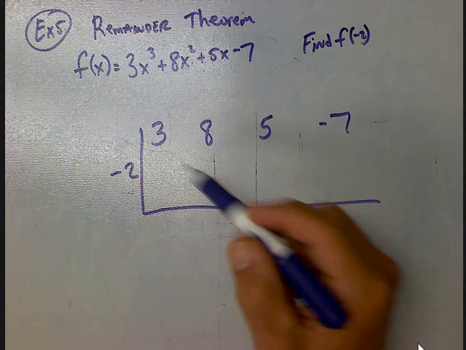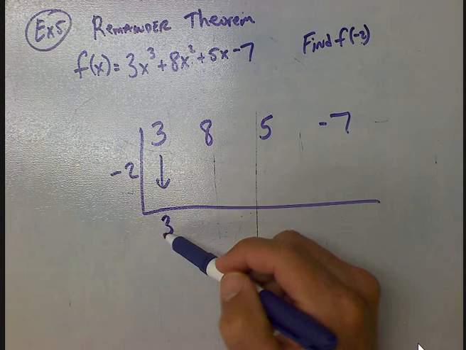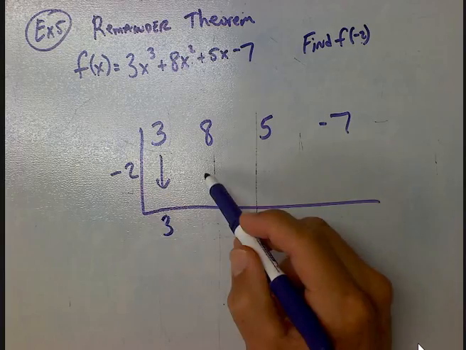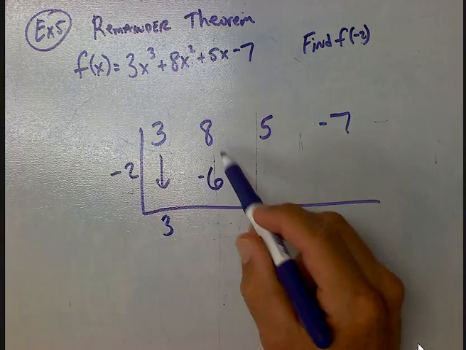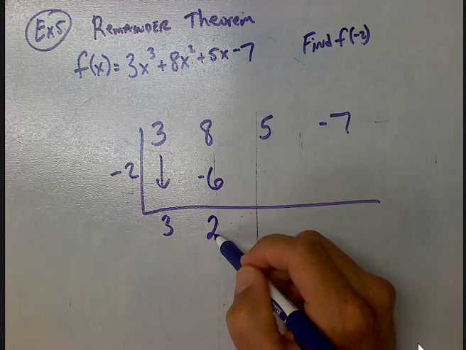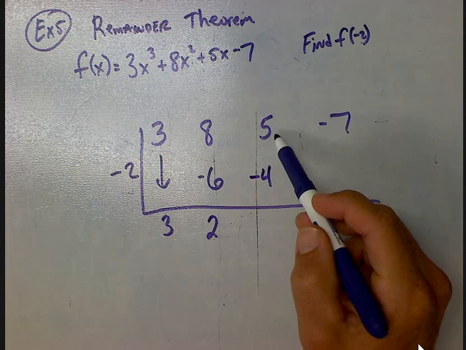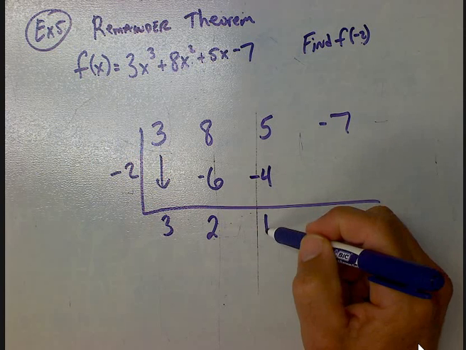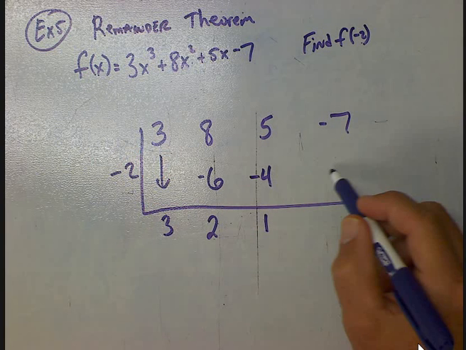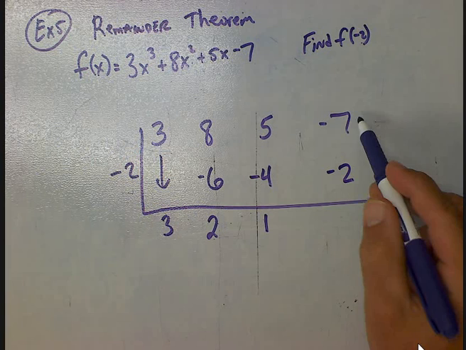So bring down the first number, multiply -2 times 3 for -6. 8 minus 6 is 2. -2 times 2 is -4. 5 minus 4 is 1. -2 times 1 is -2. -7 minus 2 is -9.